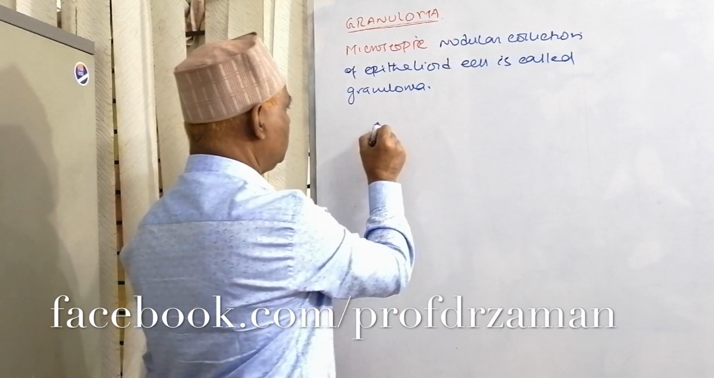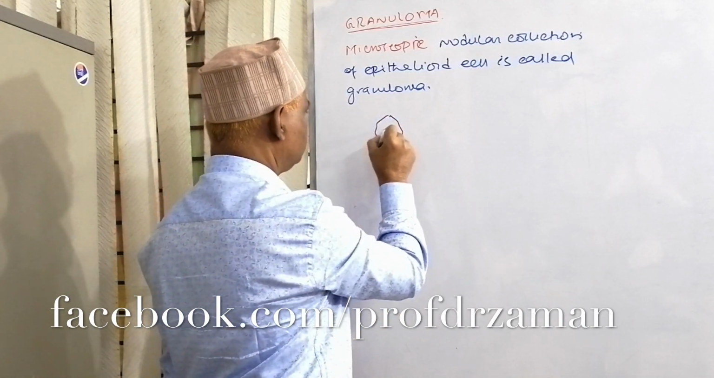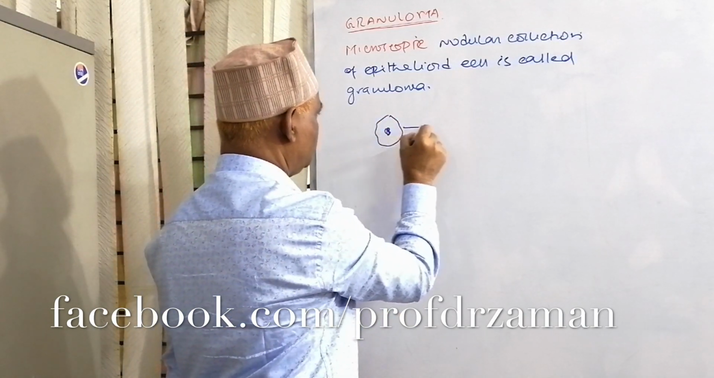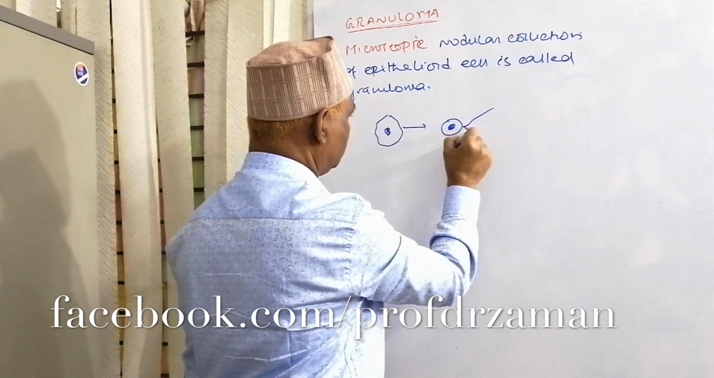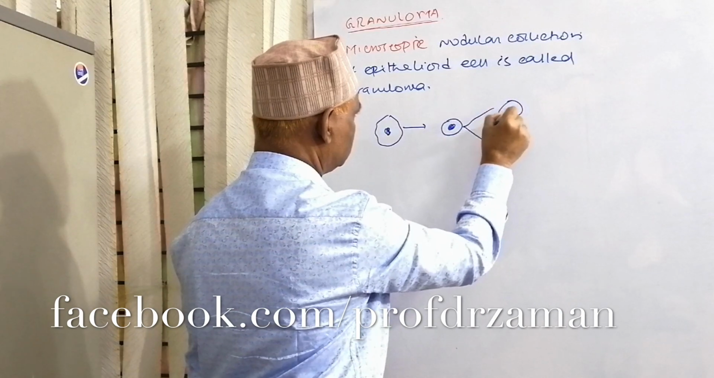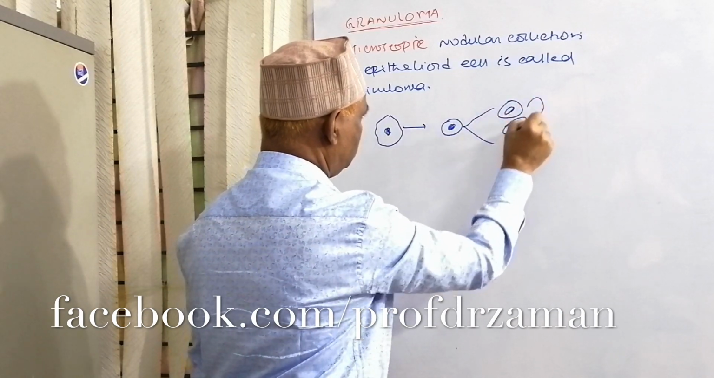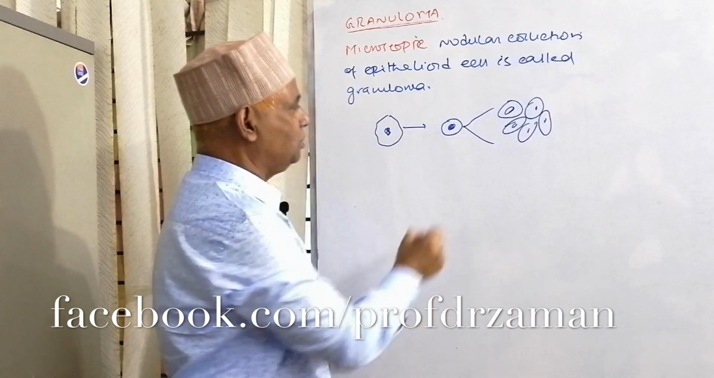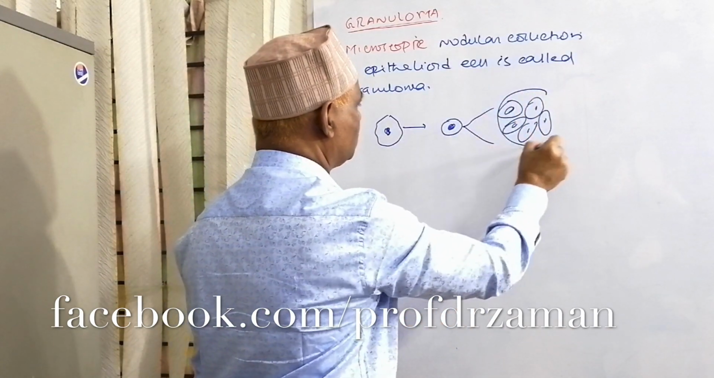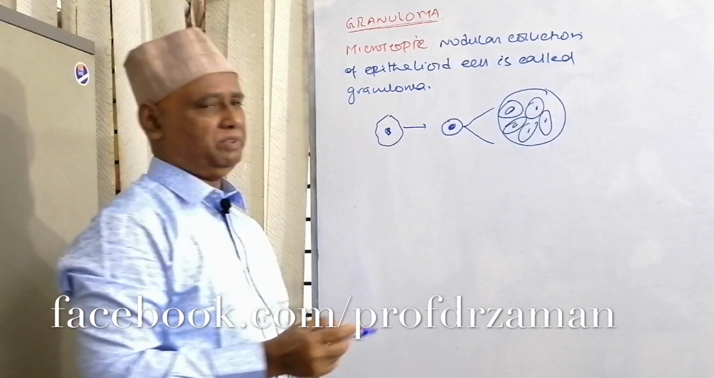By definition, if this is macrophage, it is modified to epithelioid cell, and the collection of epithelioid cell like this. If the collections of epithelioid cell like this are seen under microscope as nodule, this nodular collection of epithelioid cell is called granuloma by definition.